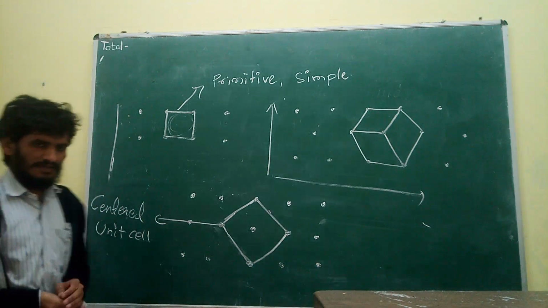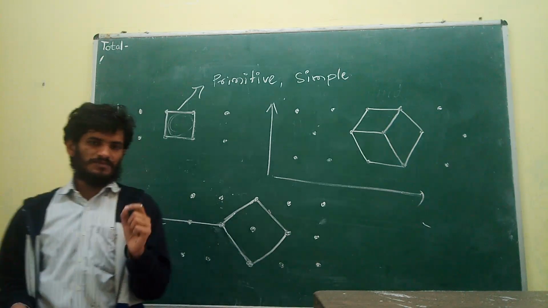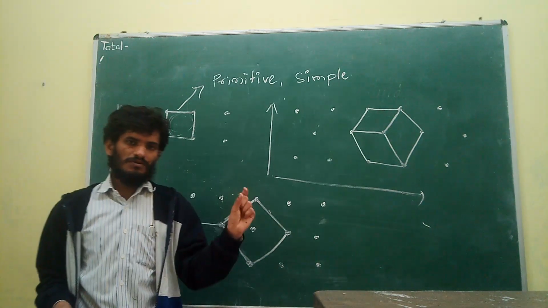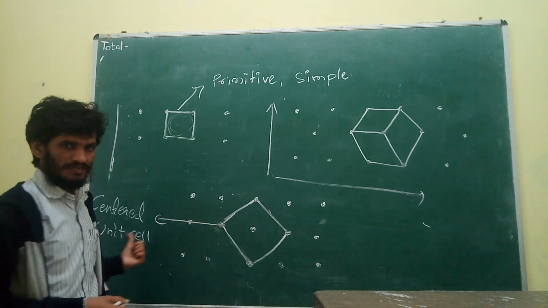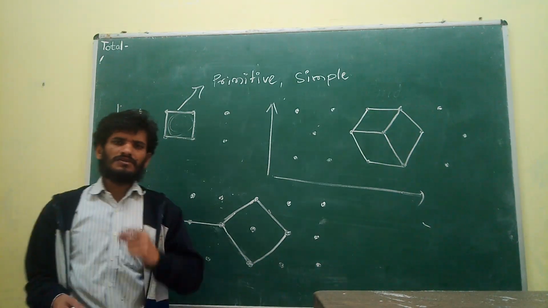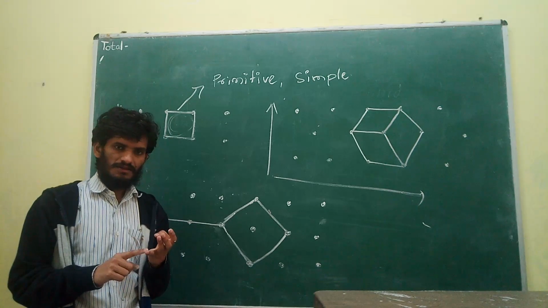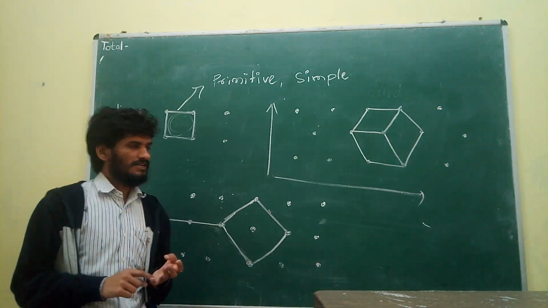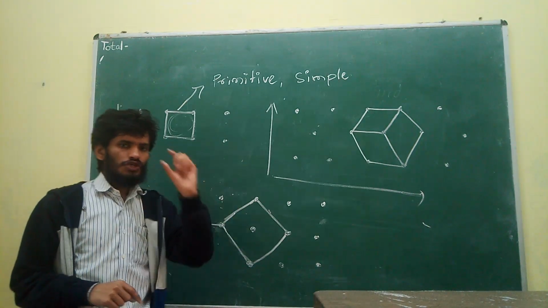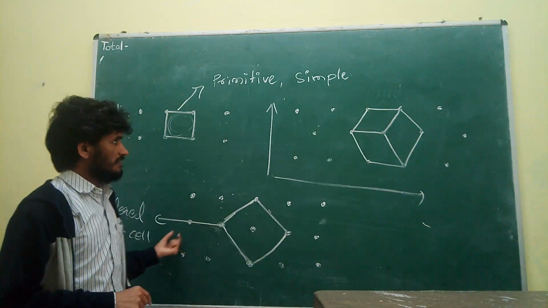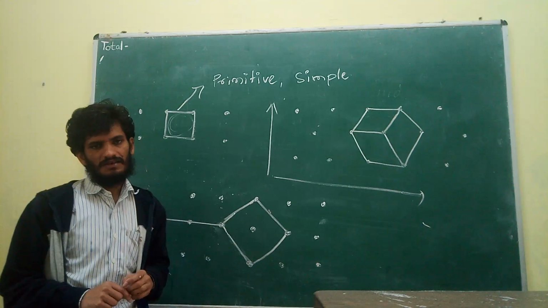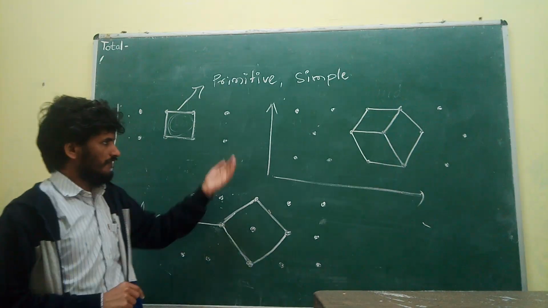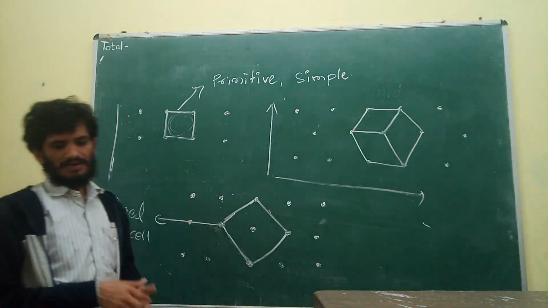Understand? So unit cells are basically divided into 2 types. The first one is the primitive or simple unit cell. The second one is called the centered unit cell. Understand? These centered unit cells are again divided into body centered, face centered and end centered. By drawing one cubic unit cell, I am going to explain what a primitive unit cell is, what a body centered unit cell is, what a face centered unit cell is, and what an end centered unit cell is.